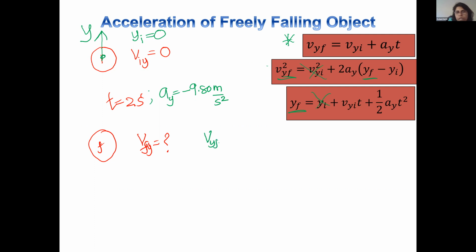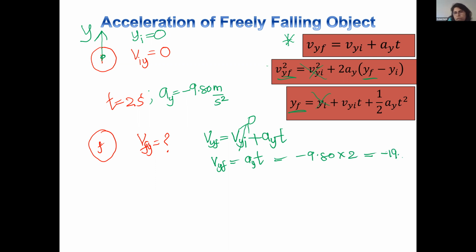Make sure you rewrite the formula into your problem, original formula first, and then plug in the values. If you have something that is 0, make sure you make it 0 immediately. And then v y final will be equal to a y times t. There is no time squared, just time, a y and time. And then you're going to plug in the values. So this will be equal to negative 9.80 times 2 seconds. That will give me negative 19.6 meters per second. That will be your final answer.